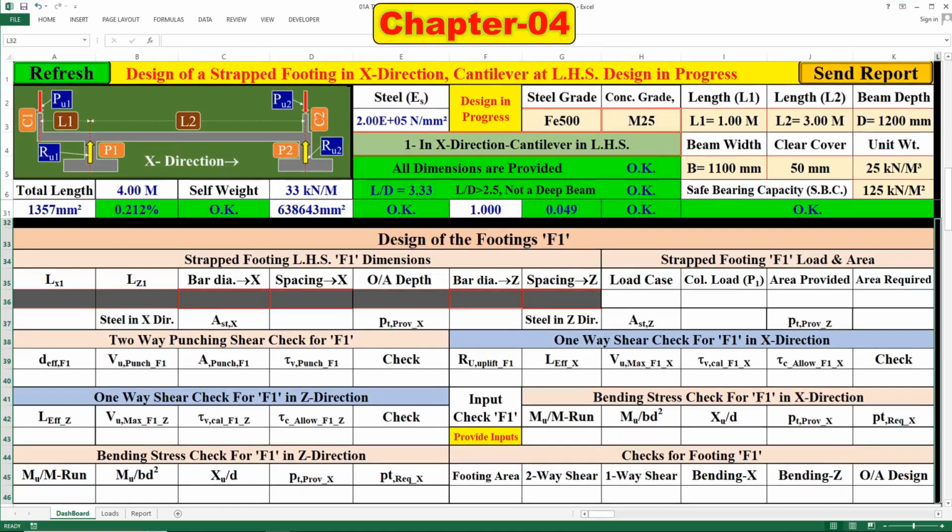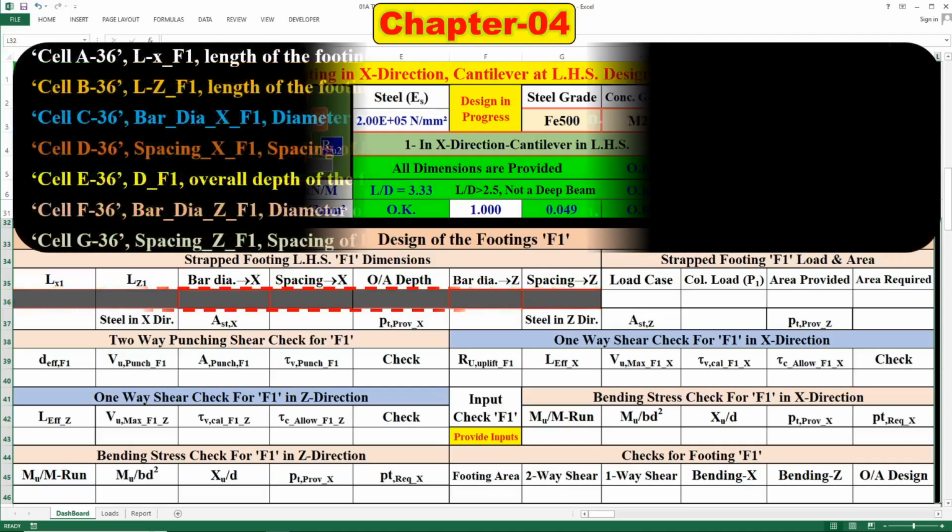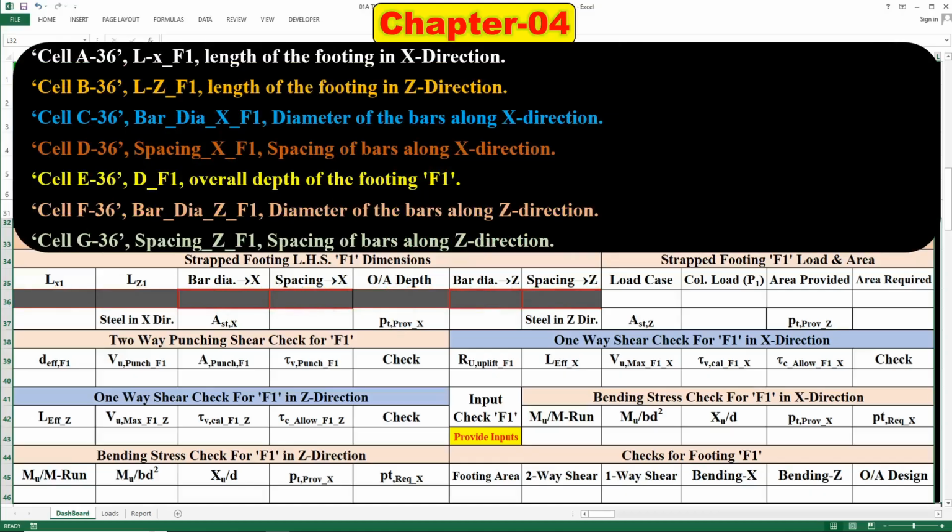Now, in this slide, we are going to see the formulas for the left-hand pad footing F1 of the strapped footing. Once again we are seeing the cells A36 to G36 are with dark gray color. Here we have to put our inputs for the footing, F1. On screen, we are seeing the defined name of the cells, and they are as follows.